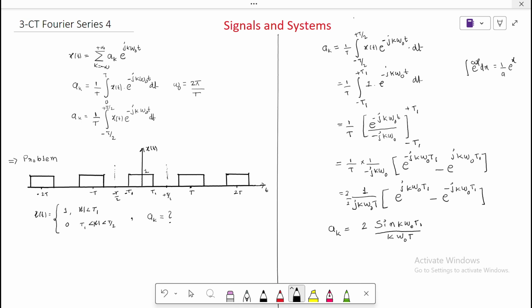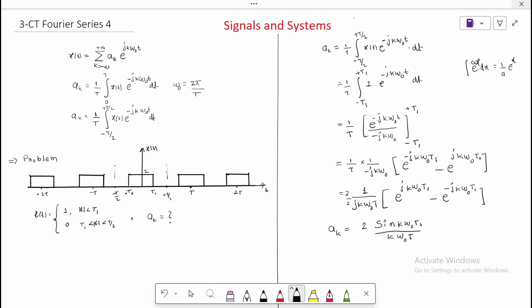So this is ak in terms of k. Omega naught is the fundamental frequency, a constant, and T1 is a constant. T is the fundamental time period, and omega naught is the fundamental frequency. So ak is a function of k, depending on the sine function.